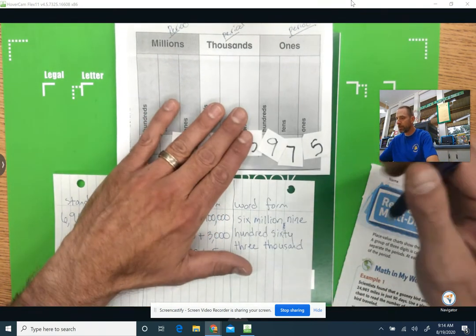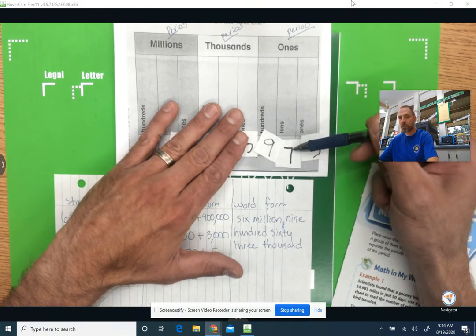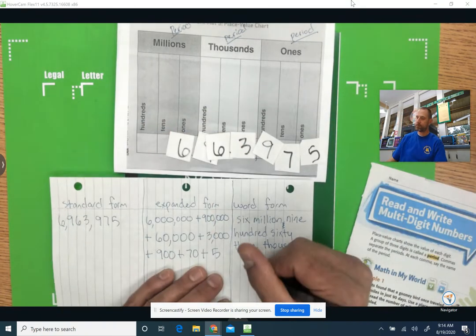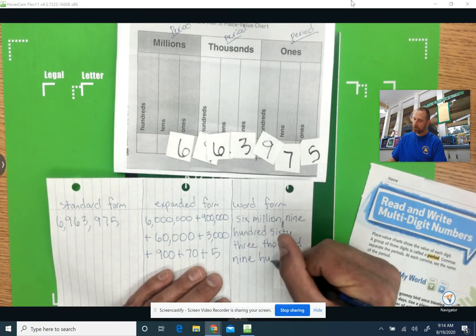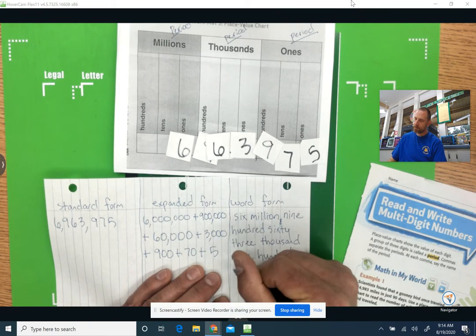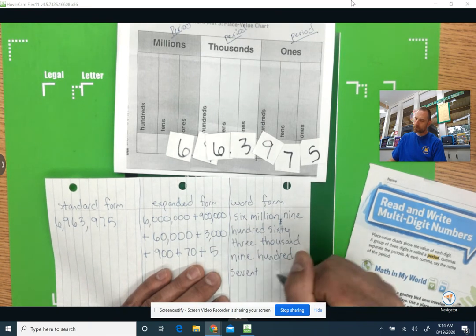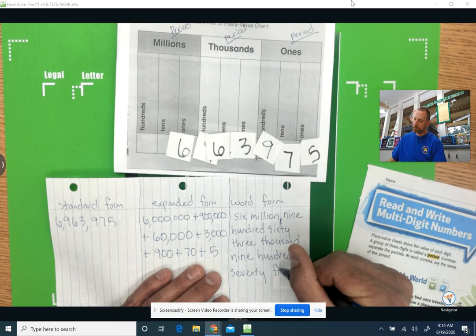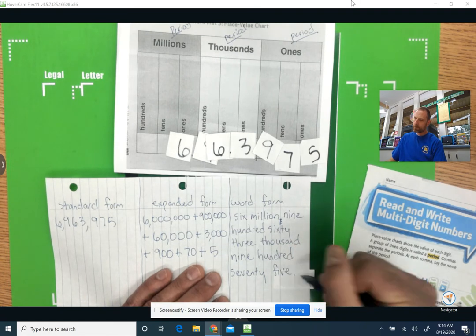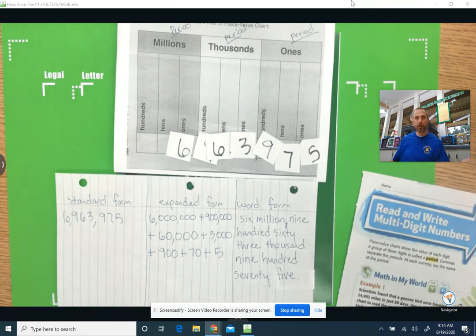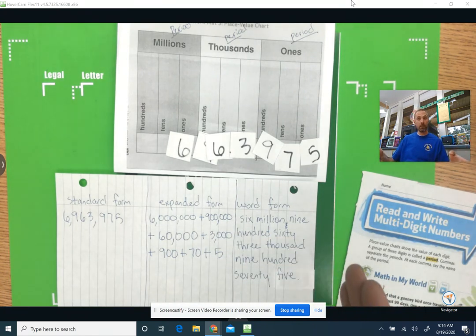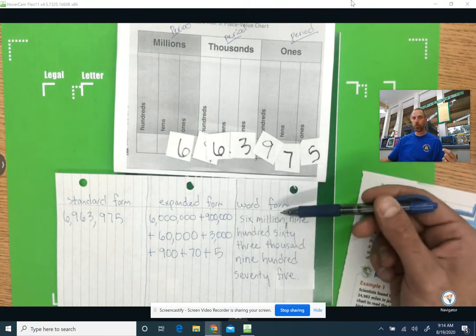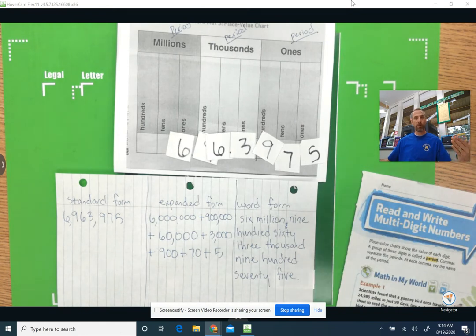We've got one last period to read. 975. And we're done. Standard form is how you usually write a number. Expanded form, you're writing the number, but showing the value of each digit. And then word form, doing your best to spell correctly.